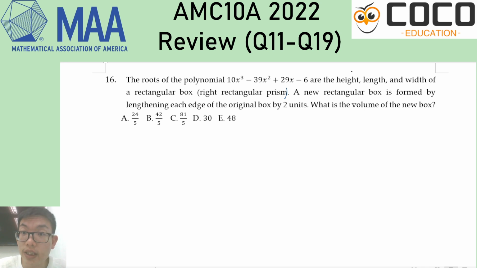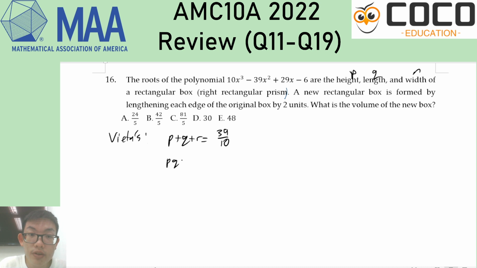Now, I'll just call the length, height and width P, Q, R. It's easier than using H, L and W. Vieta's formulas would tell me P plus Q plus R is 39 over 10. PQ plus QR plus RP is 29 over 10. And PQR is 6 over 10, or 3/5. I'll just leave it like that for now.